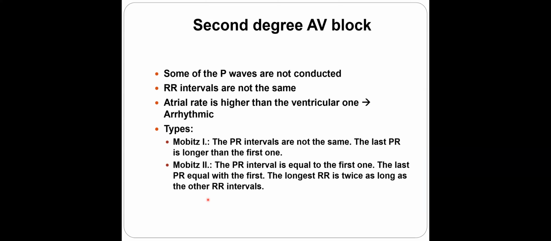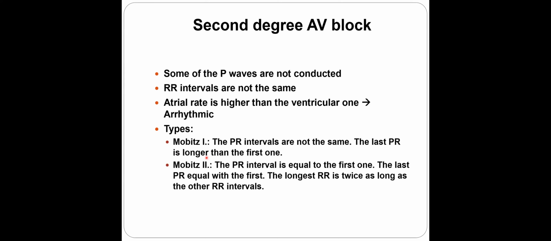Now, the second degree AV block says we do have P waves, and the P's are identical. So the P is made in the sinus or whenever it should be made, but not every P is followed by a QRS complex. That's it. So when we have this dropped beat, that RR interval is longer. So this is why we have an arrhythmic heartbeat.